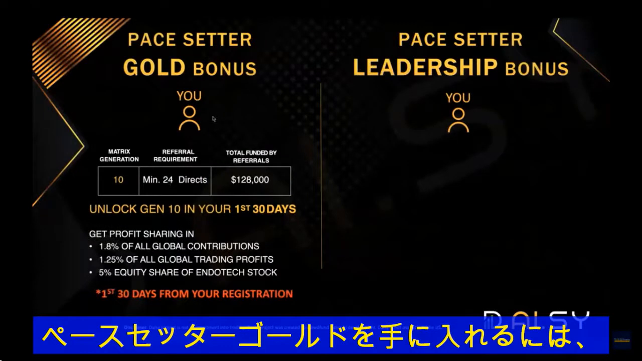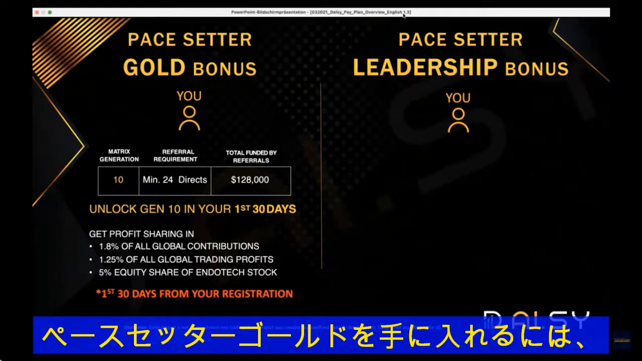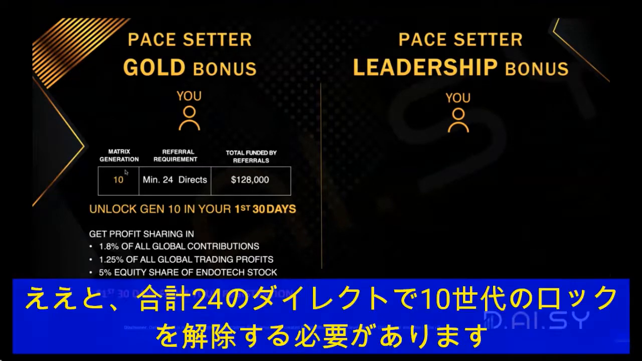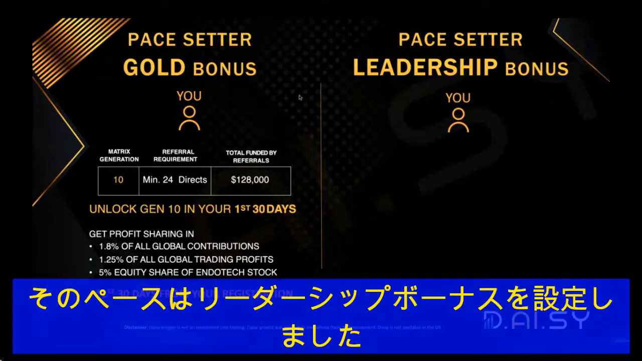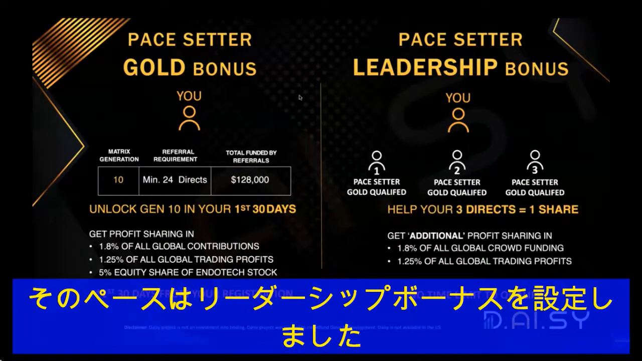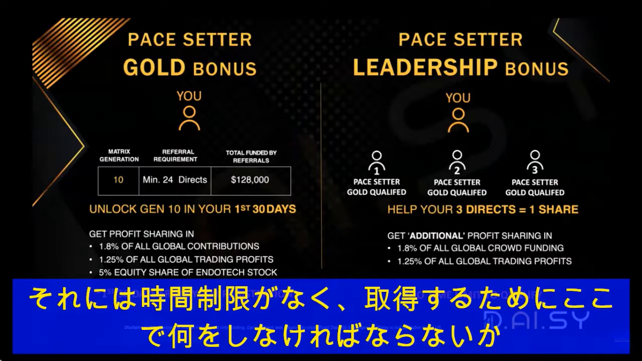So to get Pacesetter Gold, you need to unlock 10 generations, right? With 24 directs with a total sales of $128,000, and you will have 30 days to achieve that. Well, the Pacesetter Leadership bonus has no time limit, right?